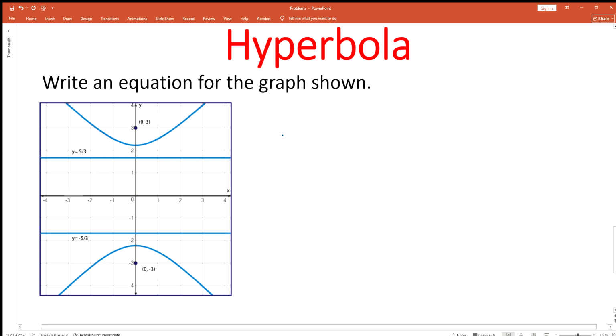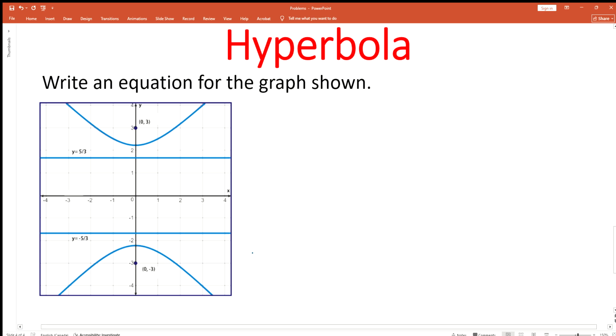In this video, we'll solve this problem based on the concepts of hyperbola. As per the problem, write an equation for the graph shown. This graph represents a hyperbola because it is made up of two curves. The upper curve opens in the upward direction, the bottom curve opens in the downward direction. So this is a hyperbola.